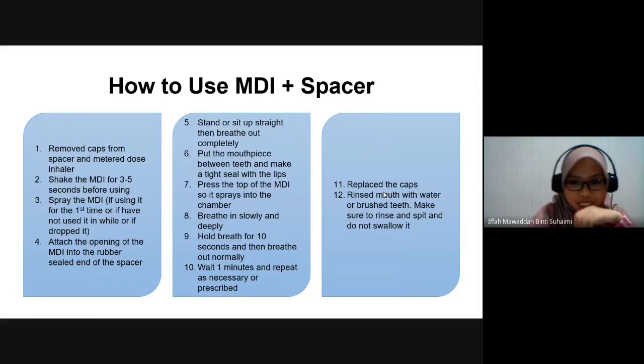These are the steps like in the video. You can read it after this. But I want to highlight that after using the MDI with spacer, you need to rinse your mouth with water or brush your teeth, making sure to rinse and spit and not swallow it.